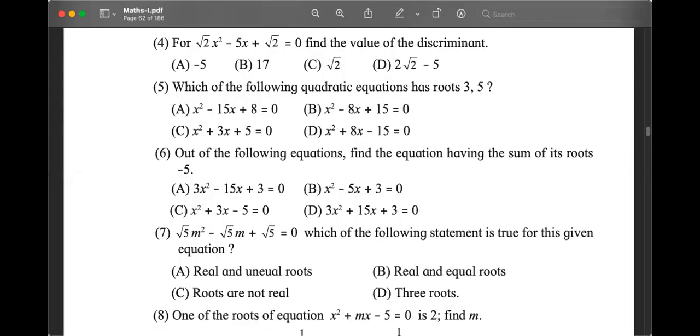Question number 1, part 4. We are still on problem set 2. Another equation is given, square root of 2 x square minus 5x plus root 2 equals to 0. Find the value of the discriminant. So simple. अभी सर ने discriminant का formula लिखा है screen पे. Calculate the value of discriminant.